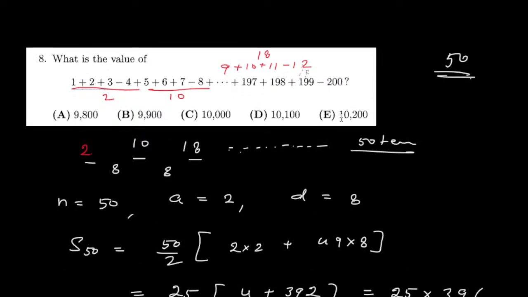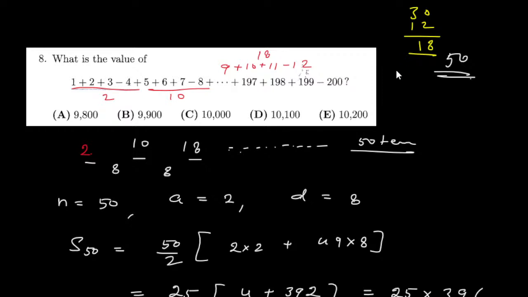11 plus 9 is 20, 30, 30 minus 12. 30 minus 12 is how much? 10 minus 2 is 8, 2 minus 1 is 1, so 18. So the first number is 2, then the second number is 10, then the third number is 18. So the gap is 8 only. Okay, it's for sure that the gap is 8. So that gap of 8 will continue.